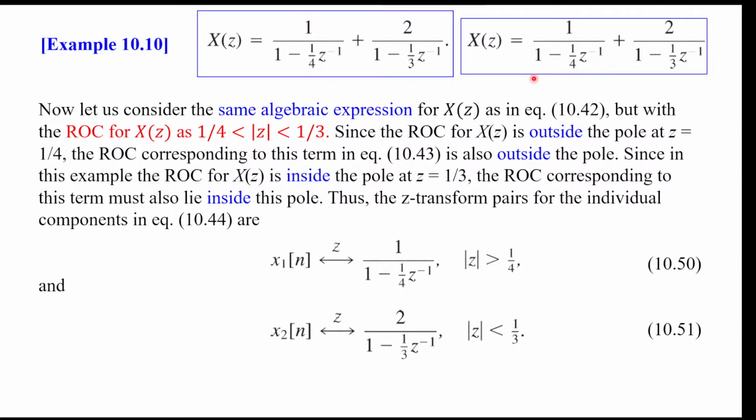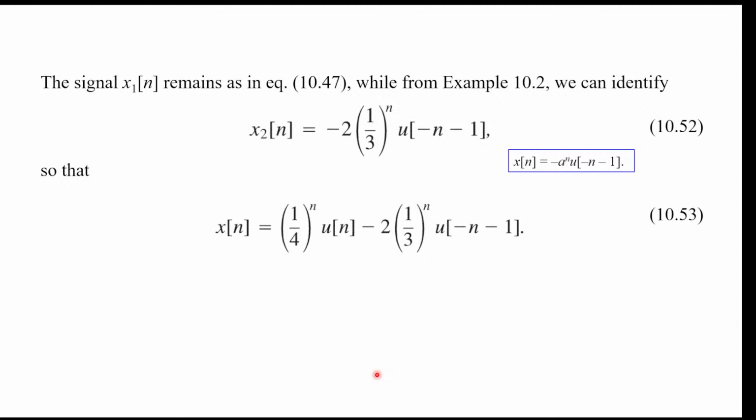and the ROC was between 1/4 and 1/3. So now the ROC is outside of this 1/4, but inside of this 1/3. So the corresponding ROC will be greater than 1/4 and less than 1/3. The greater than 1/4 ROC signal still gives you this right-sided signal with example 10.1. This is exponential decay, 1/4 to the n.